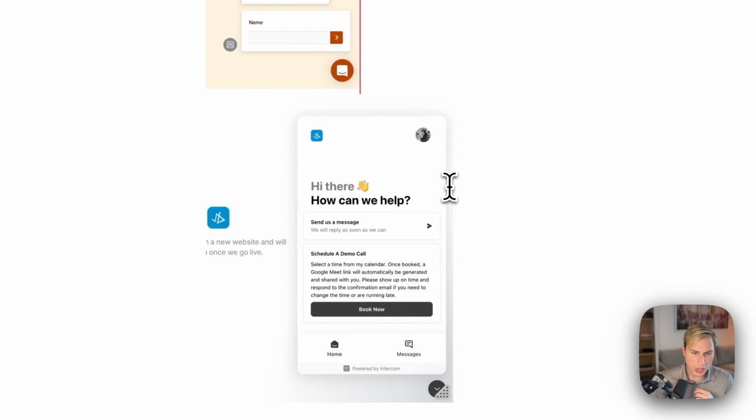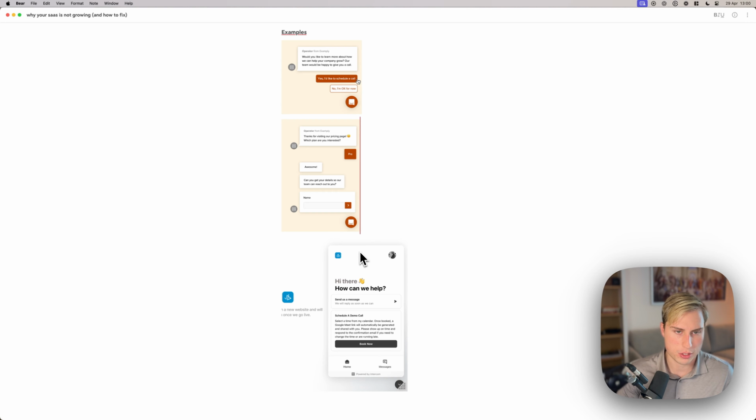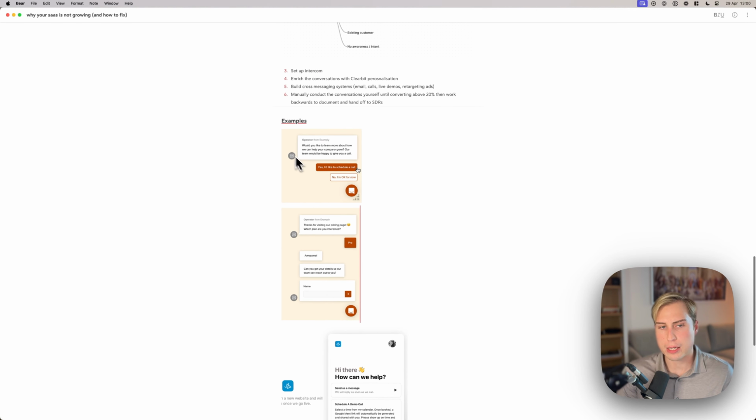Okay, so now that we've done that, I want to show you 3 quick examples, and then I'll show you the back end of some of this working. So here's an example, and you can see Intercom is pinging, and it basically says, would you like to learn more about how we can help your company grow? Our team would be happy to give you a call, right? And then what you can see is it's giving people buttons to press.